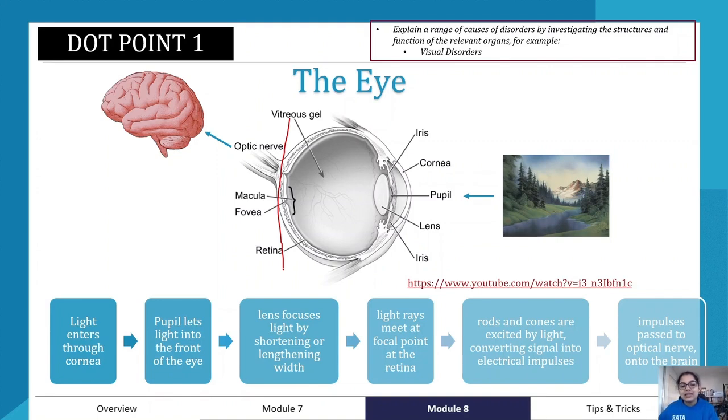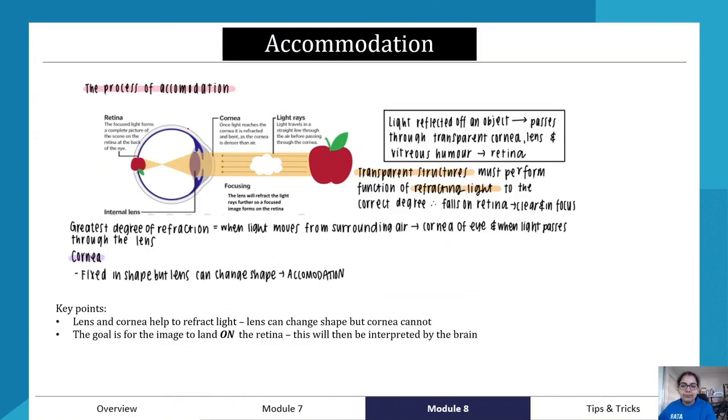Rods or cones are excited by light, so they convert the signal into electrical impulses, and then those electrical impulses are sent to the brain via the auditory nerve. Accommodation is basically a process where the lens and cornea help to refract light. So lenses can change shape, but the cornea cannot change shape.